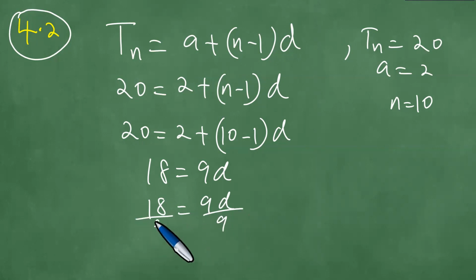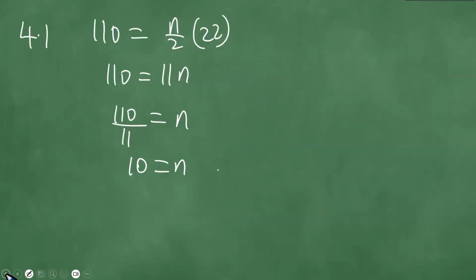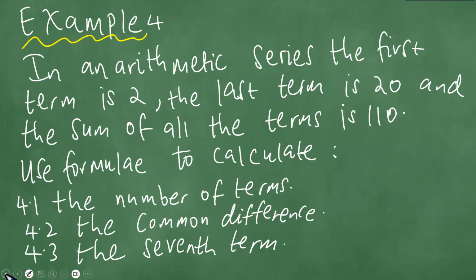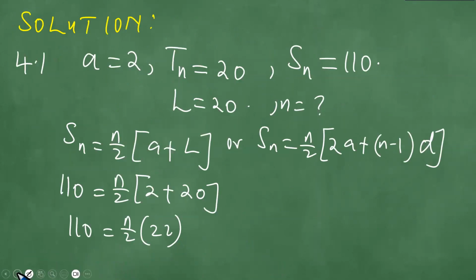Okay, divide. So D is 2. Yeah, the question was the common difference. What is the common difference? It is D equals 2.